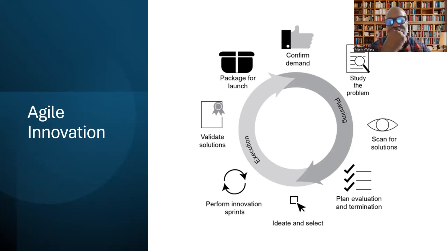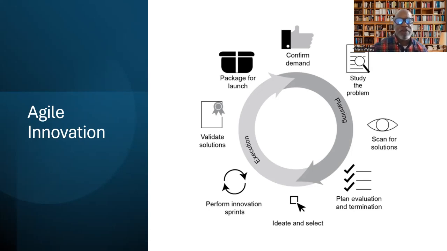Ideate and select: look at all the ideas that came up when you were studying the problem and scanning for a solution. You go ahead and identify the one that you want to use, and then you run or perform innovative sprints. You test it, you test it, and you test it. You either terminate it if it's not working within 30, 60, or 90 days, or you validate the solution if it is. And once you validate the solution, then you package the solution for implementation within the organization.